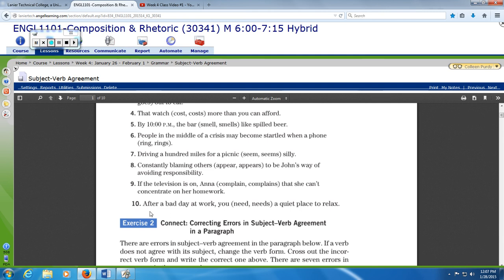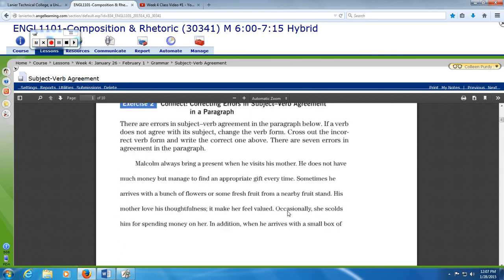After a bad day at work. After a bad day, prepositional phrase. At work, prepositional phrase. You is treated as a plural, as a plural pronoun. You need a quiet place to relax. Okay? So, let's review this.